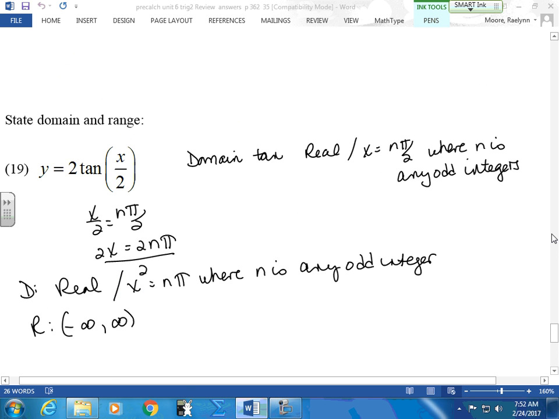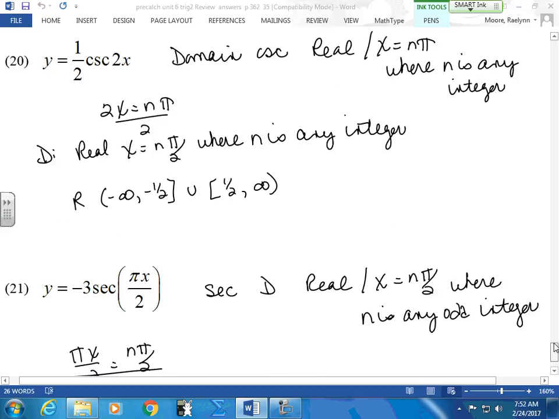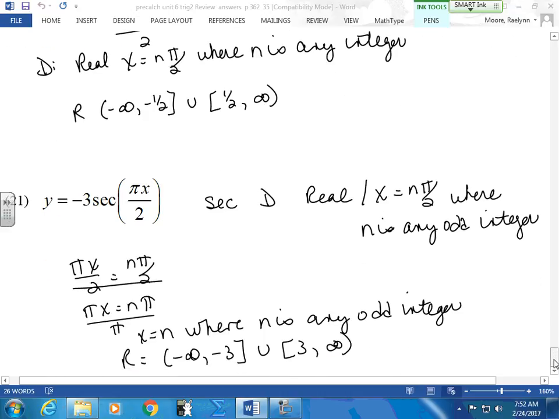And what else? We have one more? Secant. Okay. This, again, I'm not going to ask you to graph this, but I will ask you just to set it equal to that. And x is equal to n, where n is odd integer. Don't forget, these are still in radians.